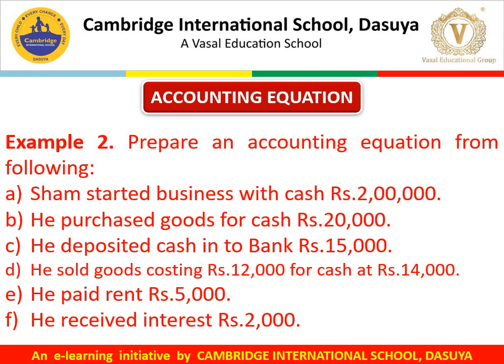We will start example 2. Same here, we have to prepare an accounting equation. Sham started business with cash rupees 2 lakh. It will lead to an increase in cash of rupees 2 lakh and an increase in capital of rupees 2 lakh. He purchased goods for cash, which leads to a decrease in cash of rupees 20,000 and an increase in stock of rupees 20,000.